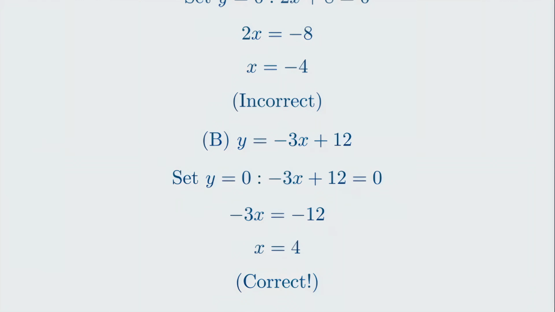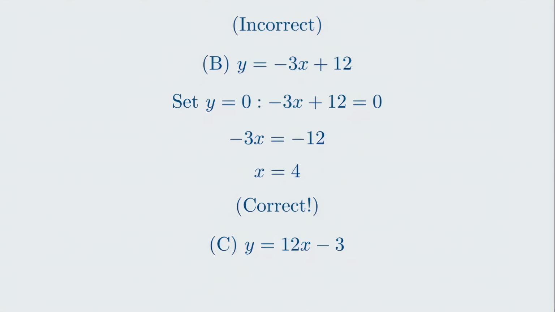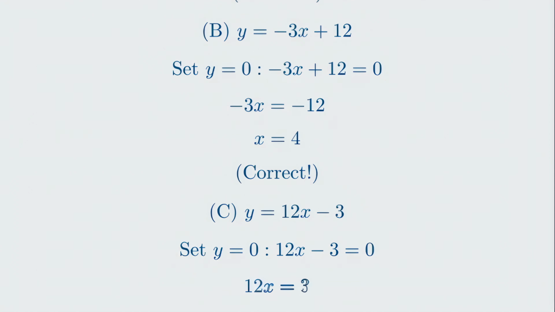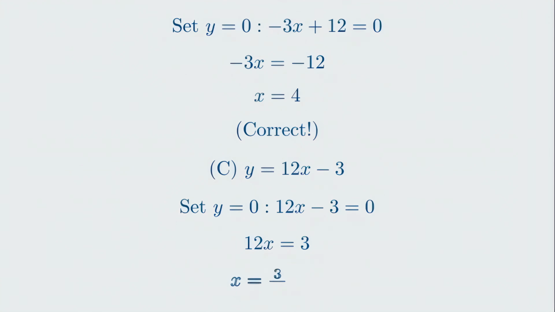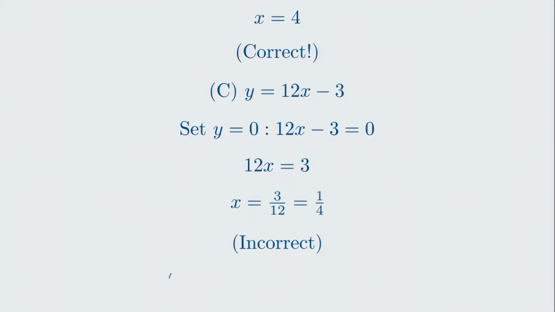Let's just quickly check one more to confirm our process. For option C, y equals 12x minus 3. Setting y to 0, we get 12x minus 3 equals 0. Adding 3 gives 12x equals 3. Dividing by 12, x equals 3/12 or 1/4. This is not the same, so option C is incorrect. The only equation with an x-intercept at x equals 4 is option B. So the correct choice is B.